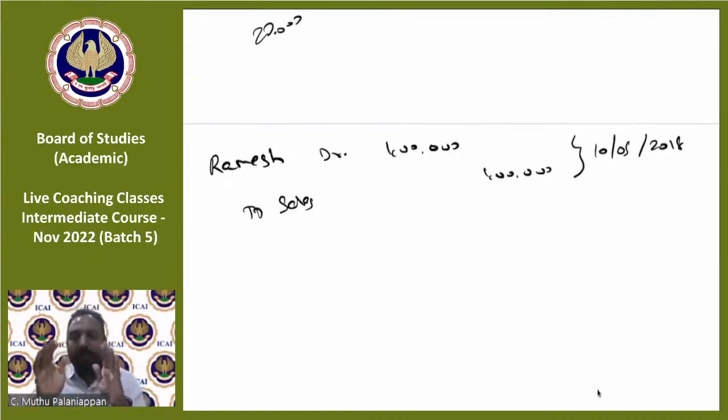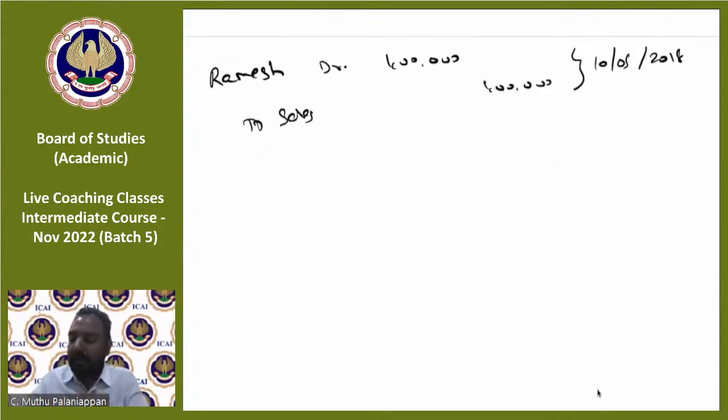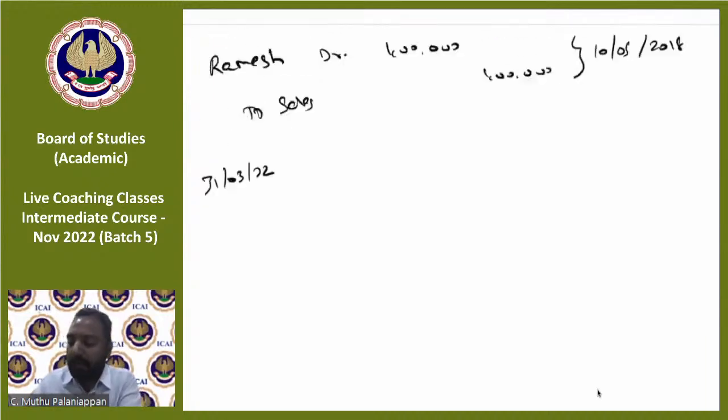Now I'm repeatedly following up with Ramesh, give me payment. Today we are on 31st March 2022. Till date, I'm very sure Ramesh is not going to give me money. So what do I do? I book bad debts, debit, and credit to Ramesh.